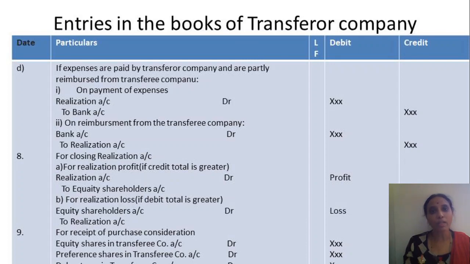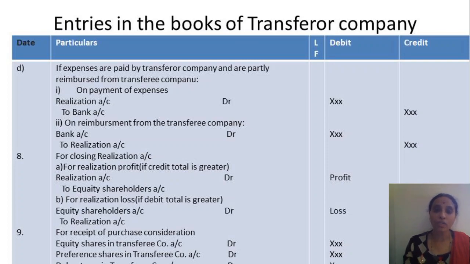If expenses are paid by the transferor company and are partly reimbursed by the transferring company, then 2 journal entries should be passed. Number 1, Roman numeral 1, on payment of expenses made by the transferor company, realization account debtor to bank account. Whatever the amount of liquidation expenses paid by the transferor company, the money has gone, so credit the bank account. Debit the realization account, because all liquidation of assets and liabilities goes to the realization account. Realization account debtor to bank account.